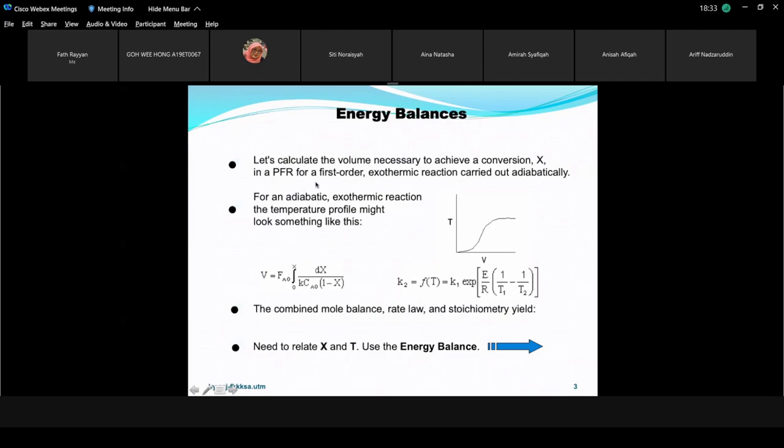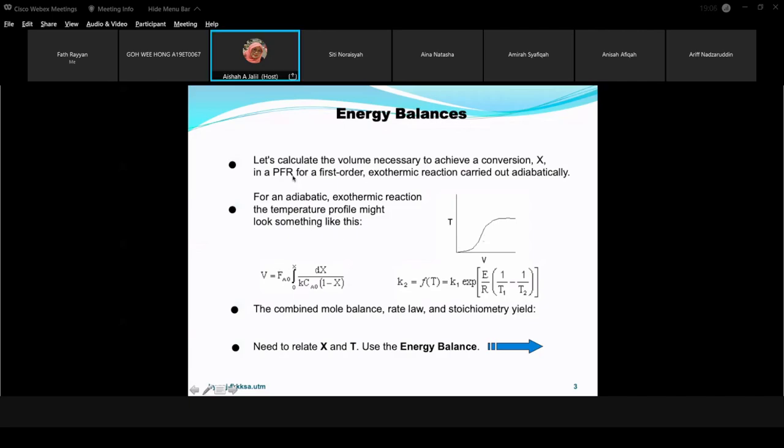Okay, this is an example. In a PFR, for a first order exothermic reaction carried out adiabatically. So for an adiabatic exothermic reaction, the temperature profile might look something like this. At the beginning like this, and then increase, and then flat. By increasing V, the temperature increases.